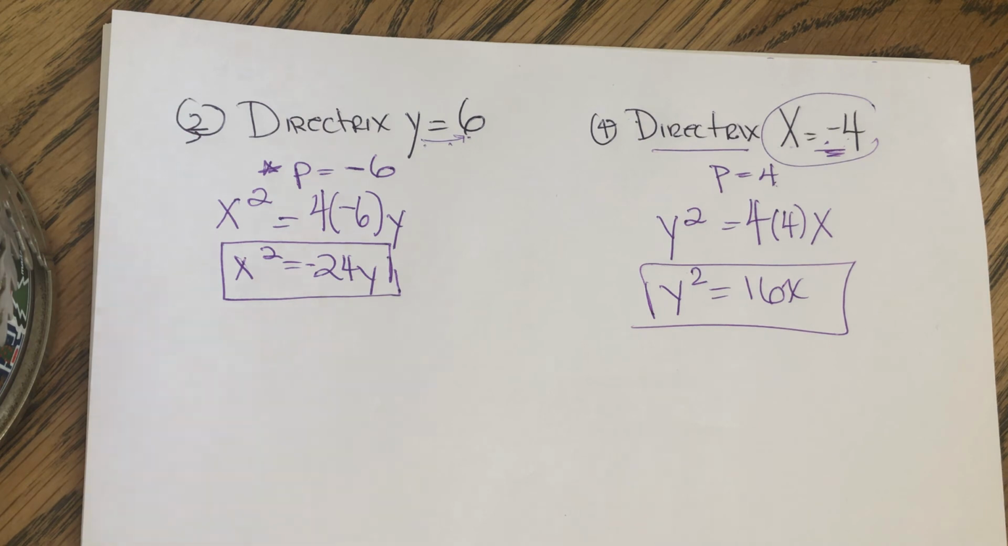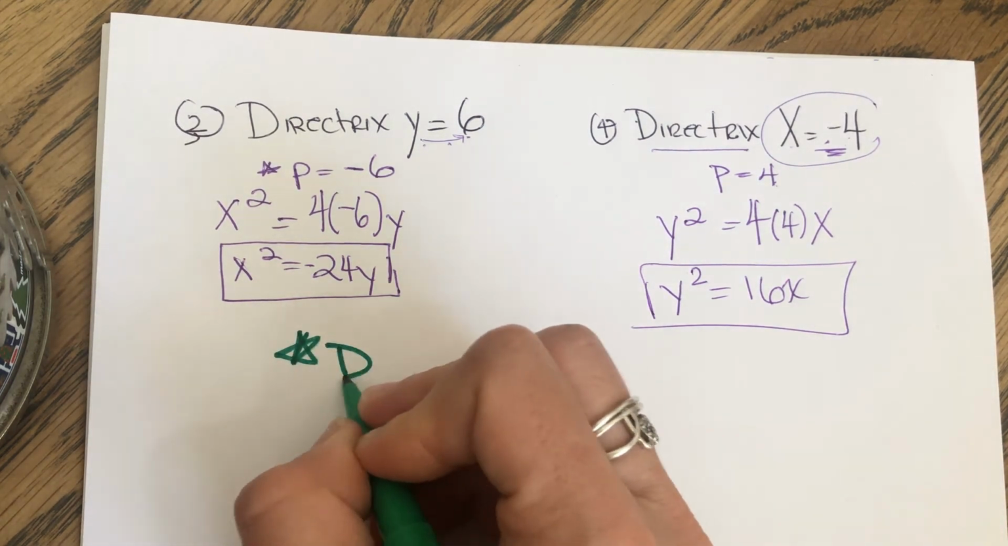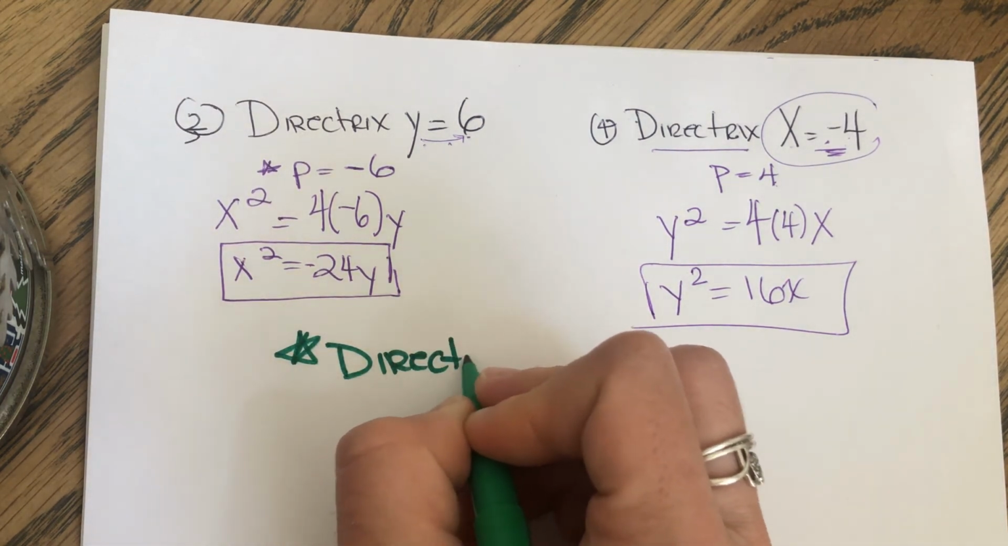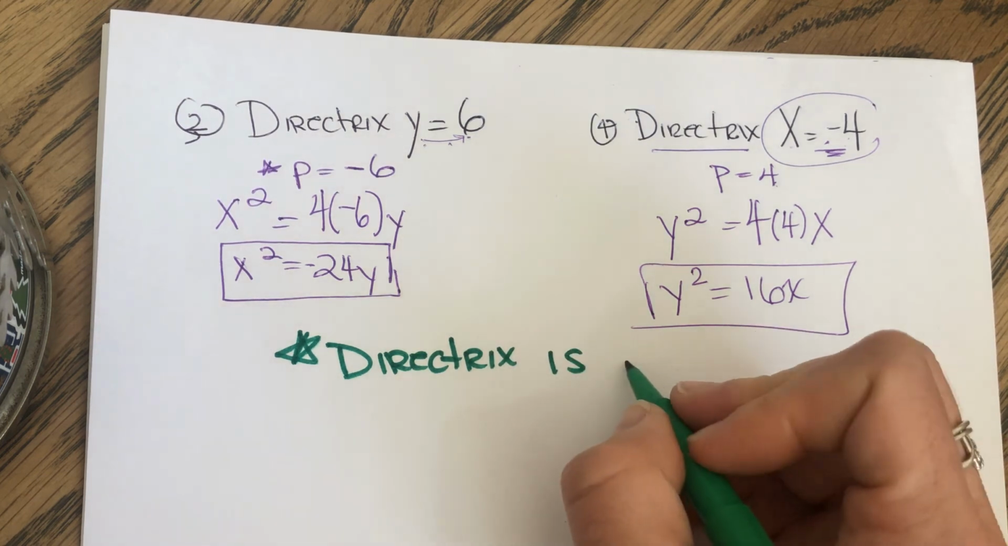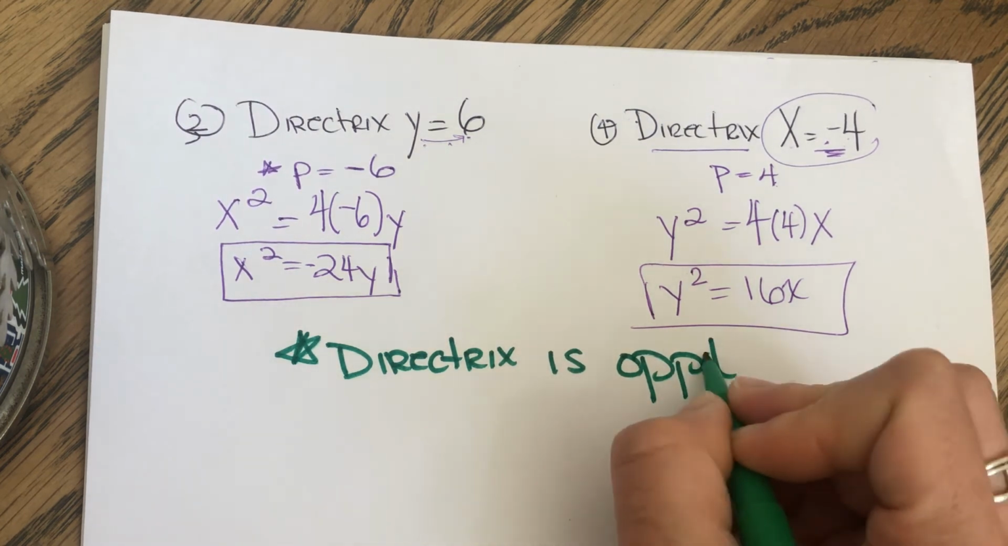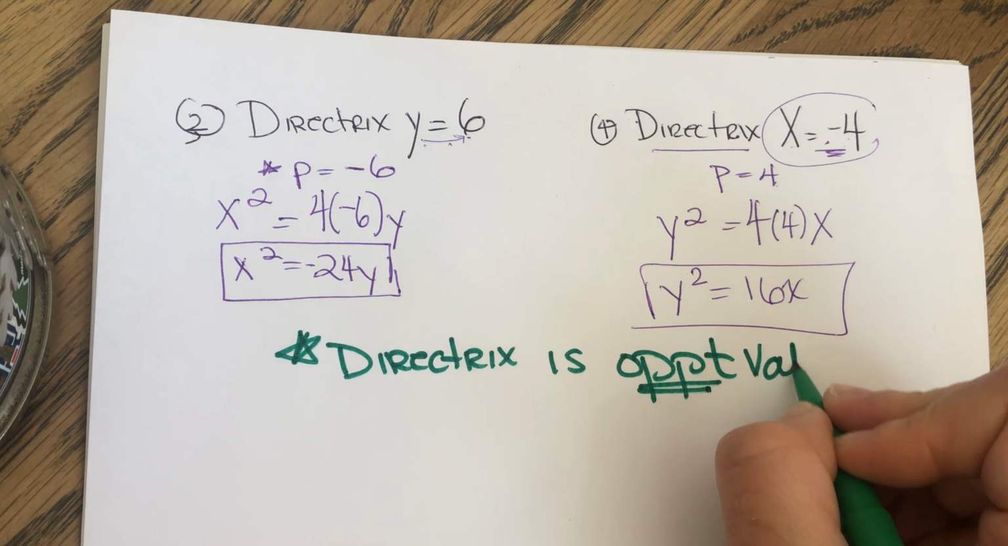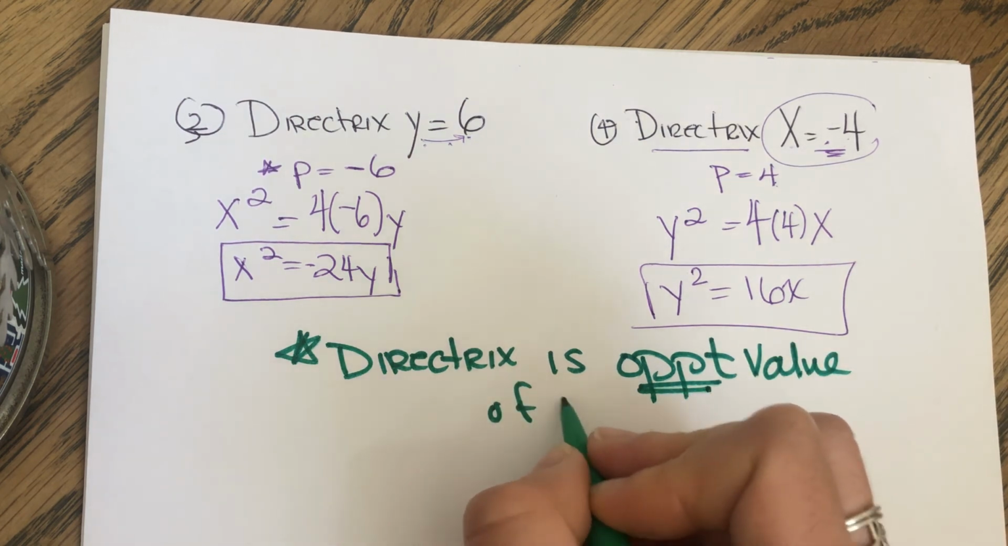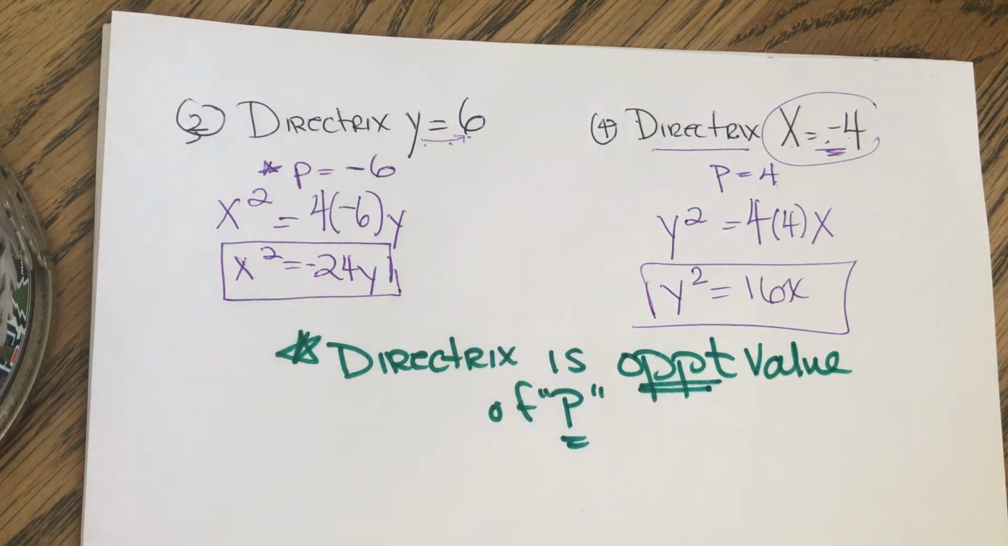Done. It's that simple. Put yourself a little note again. Your directrix, which we talked about, I should have put the other way, but it's okay, is the opposite value of the p. Focus is the same, and then you put it in from there and figure out who you're next to.